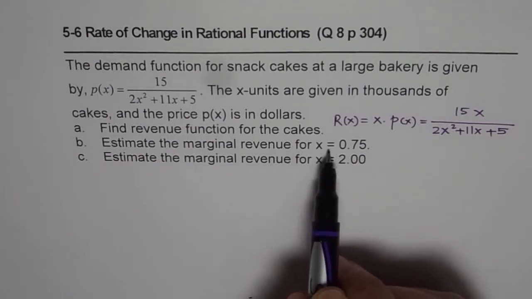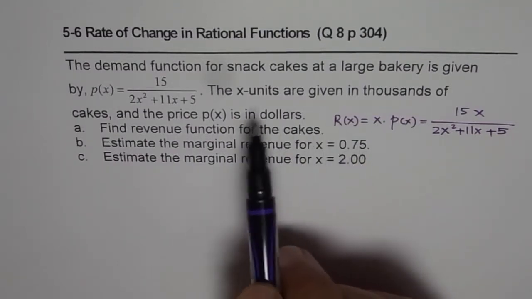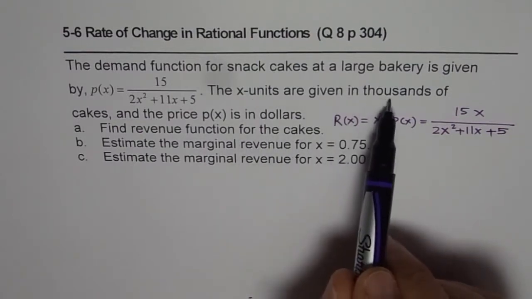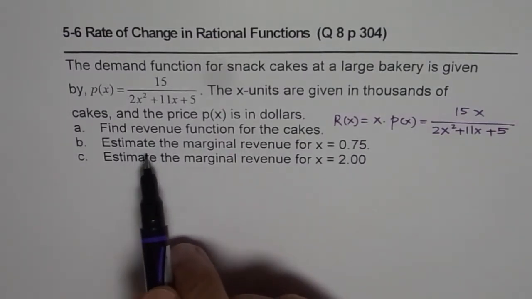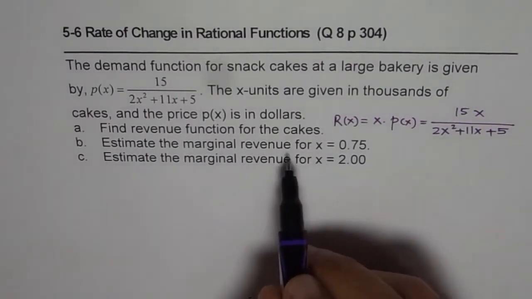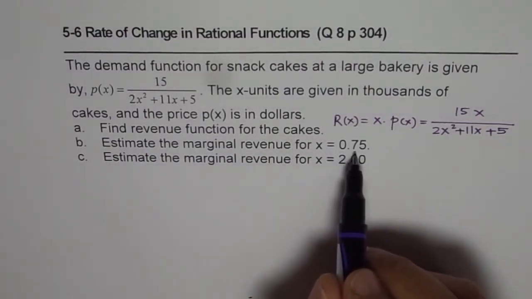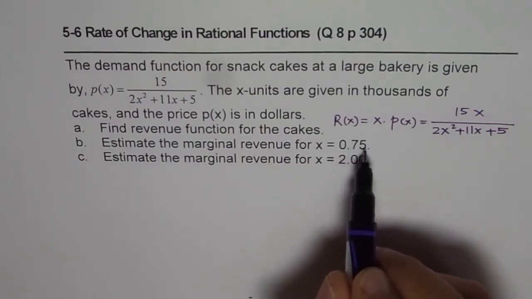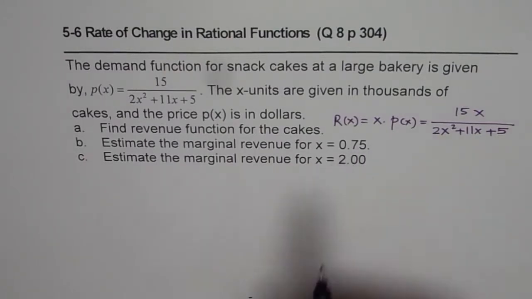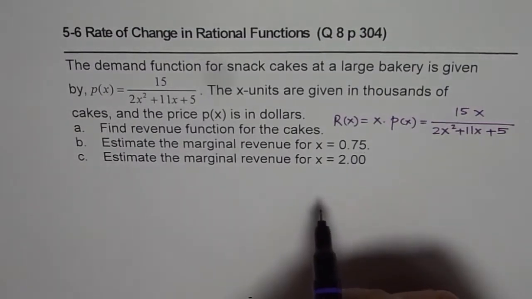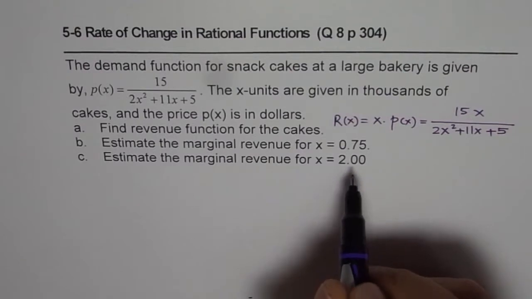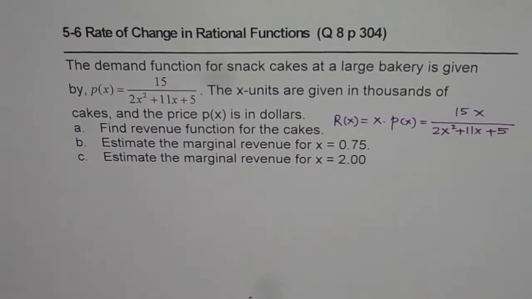Now when they say x equals 0.75, remember the question says x units are in thousands of cakes. So 0.75 means 750 cakes. Now when we say estimate marginal revenue, that means the revenue when the number of cakes sold is one more than this. Or you can say when you sell the 750th cake, what is the revenue you make? That is what marginal revenue is. So it is the rate of change at this point, 0.75.